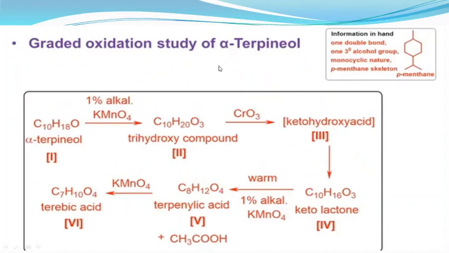Now, this can be best achieved by graded oxidation of alpha terpineol. This is a very important flow chart, students, for the position of the double bond and the tertiary alcoholic group. It is a very important chemical analysis. This flow chart was obtained by the chemical analysis by the scientist Wallach, using oxidizing agents like KMnO4 and chromic acid for this degradation, and very important conclusions were drawn from this flow chart.